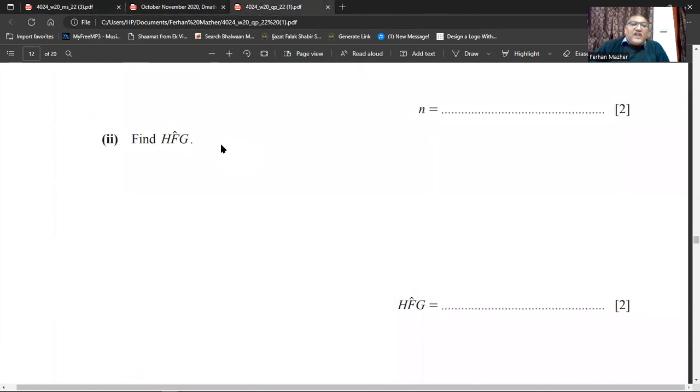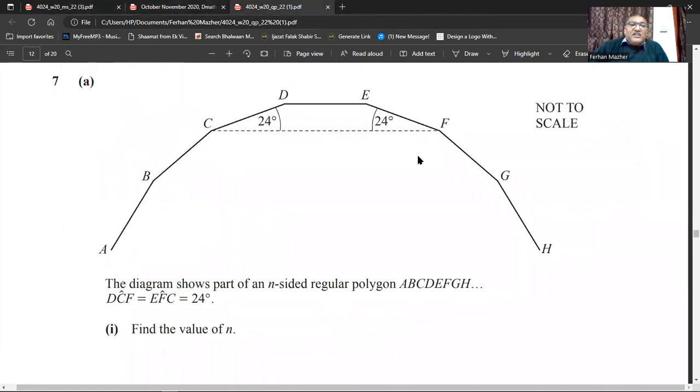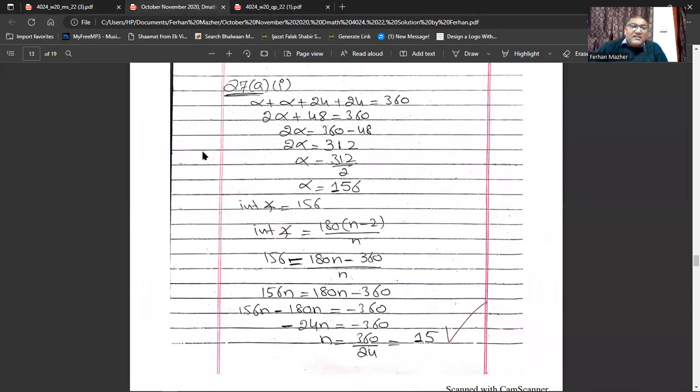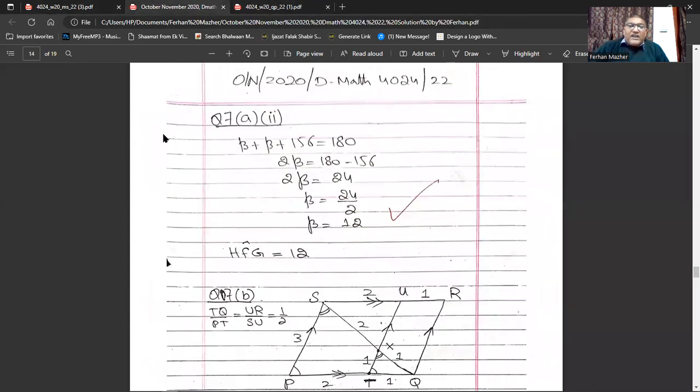Then his question is find HFG. They want you to find out HFG. So they want you to join these 2 points, H and F. When you join them, HGF will be an isosceles triangle. This side will be equal. The angle here and the angle here, they both will be equal. This angle is 156, I think. Yeah. So we can find it very easily.